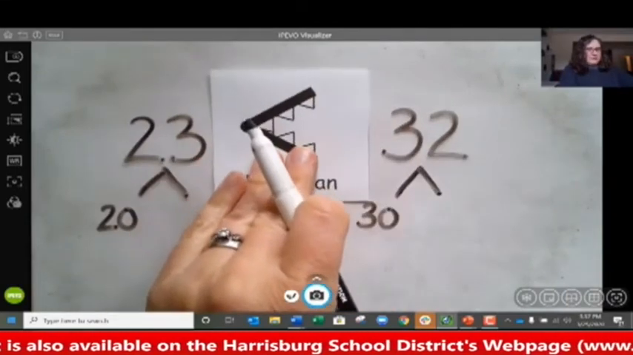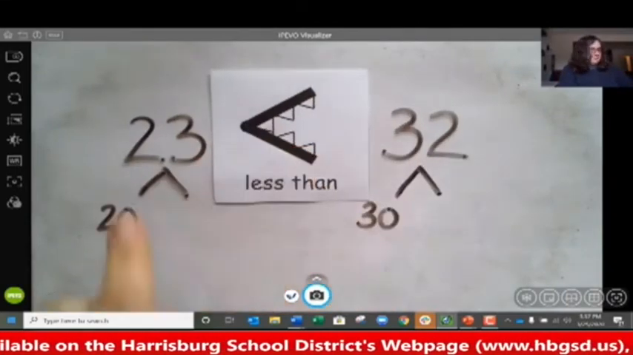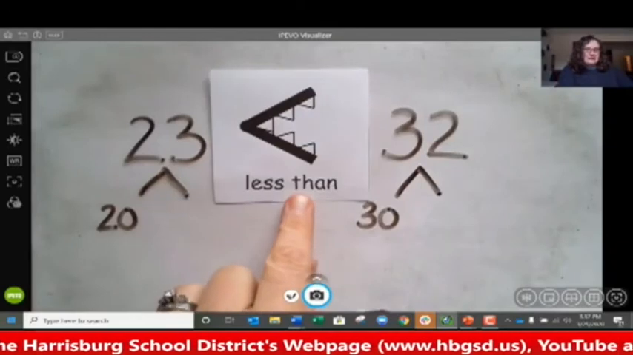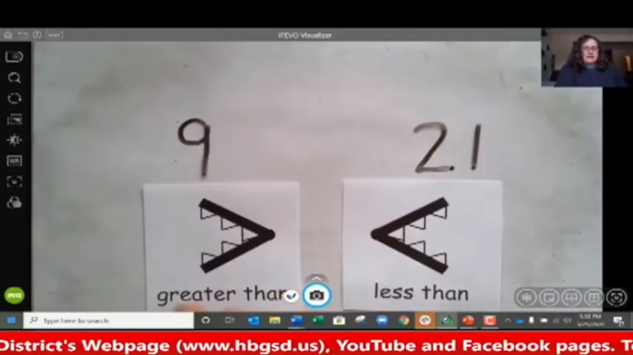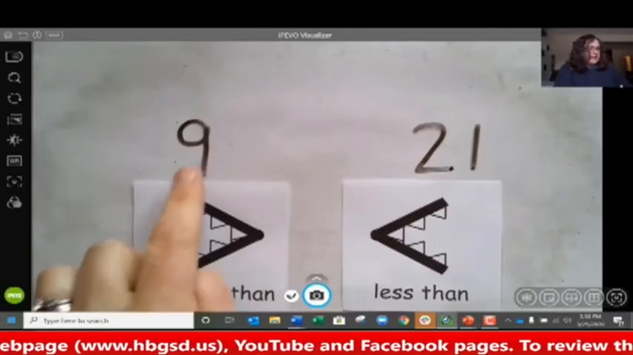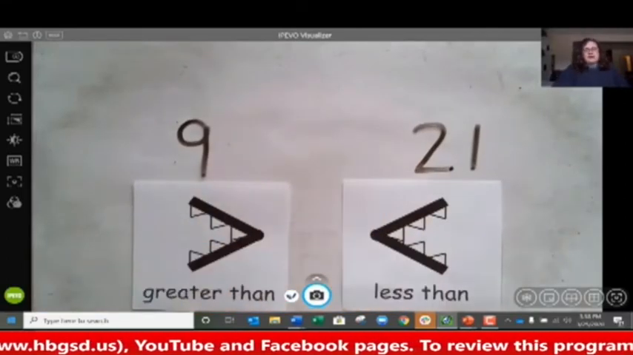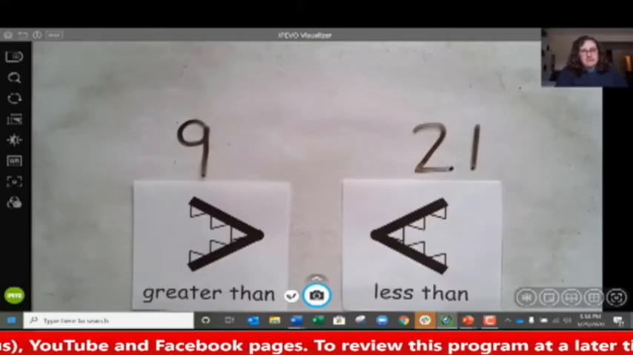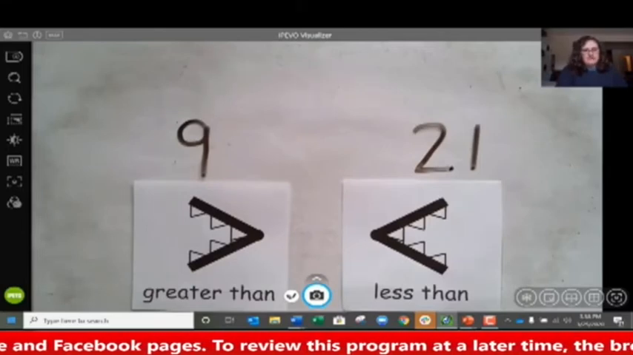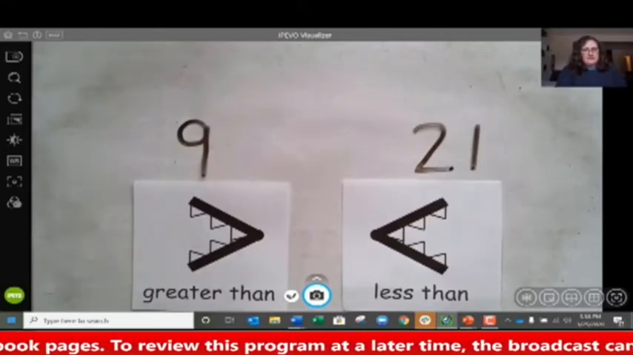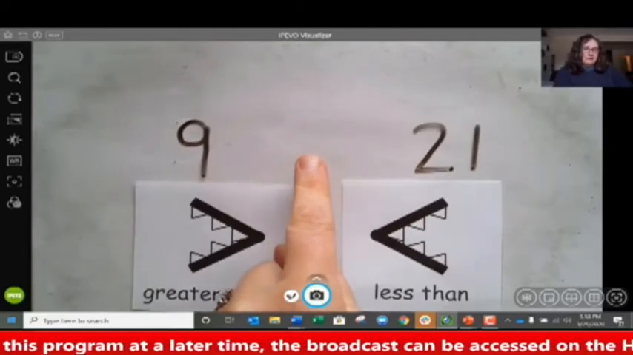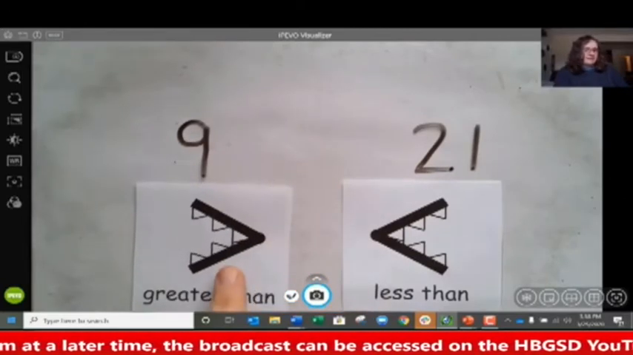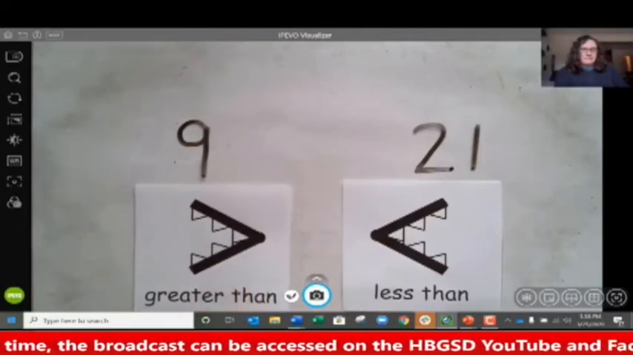If the teeth help, you can look at it that way. 23 is less than 32. Okay, here's the next one. 9 compared to 21. Go ahead and write these numbers on your paper or whiteboard. Decide what sign you're going to put in the middle and draw that picture there. Remember the alligator.